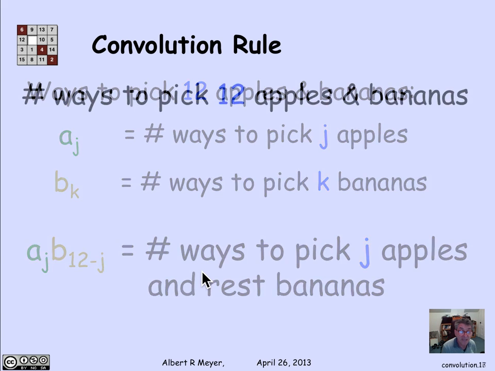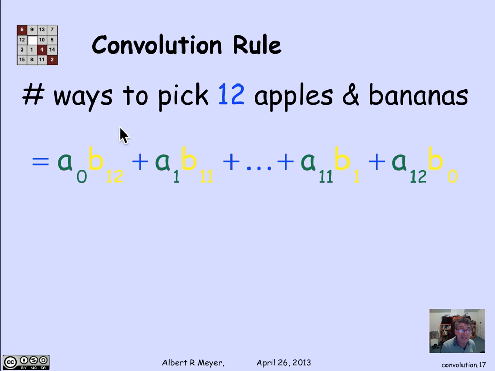All right. So, summarizing, the total number of ways to pick apples and bananas, subject to the constraints, is just, by cases, the number when you pick zero apples, the number when you pick one apple, down through the number when you pick 12 apples. Which we've just figured out is A0 times B12, the number of ways to pick no apples; A1 times B11, the number of ways to pick one apple and the rest bananas; and so on. A12 is the way to pick a dozen apples and no bananas.